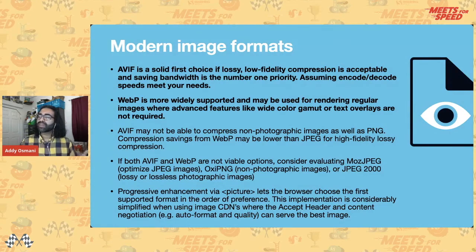But in general, you do have the ability to use progressive enhancement to deliver really modern formats to people using the picture tag. The browser can choose the first supported format in order of preference. We'll talk a little bit more about that later. You can also rely on things like accept headers and content negotiation to use a single URL, and it will make sure that the browser is able to load and render the version of an image it supports correctly. But we'll talk more about this topic later.